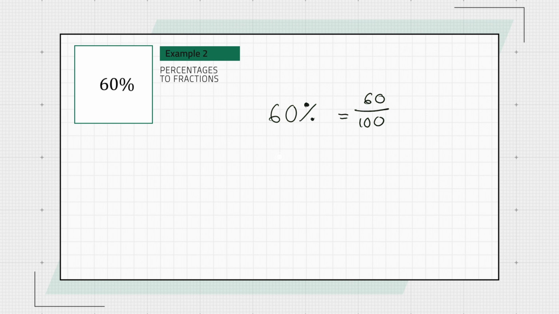Right now, the highest common factor I can see between them is 20. So if I divide the top by 20, 60 by 20, I get 3. And if I divide 100 by 20, I get 5.